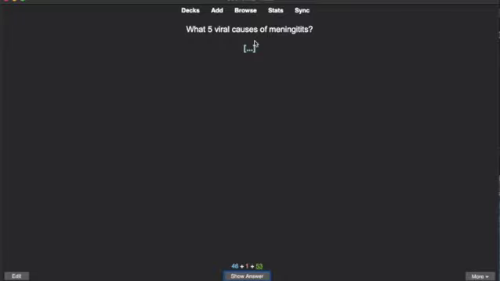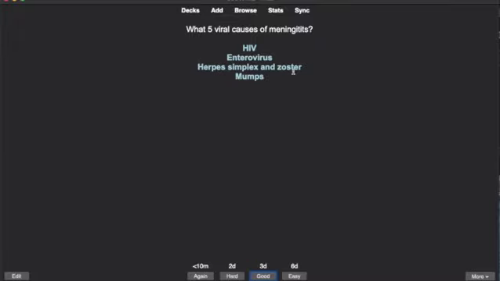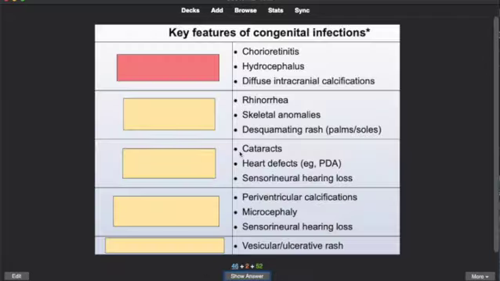What 5 viral causes of meningitis? 5 viral. HIV. HSV. This, I don't know. HIV, herpes, yeah. Zoster, yeah. Mumps and enterovirus. Dang, I didn't get any. I got 2 of those. Not good. I said 5 because I just said herpes group.